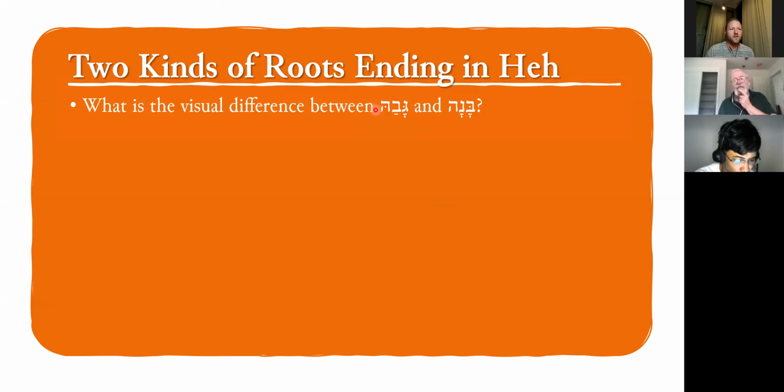So in other words, the one that has the dot, that is the mapik, the He mapik, is a real consonant. And so this is the real consonants, G, B, H. And the word Gava will not drop that He. The He is actually part of the root. But if there's no mapik in the end of the word, this is actually a vowel letter. And historically, it was either Yod or Vav.